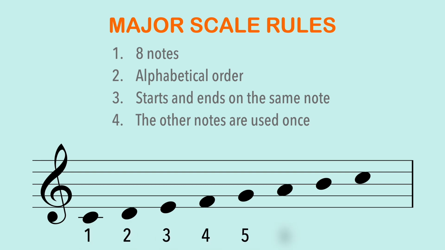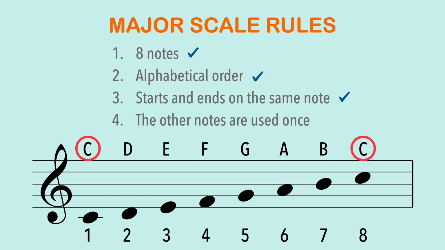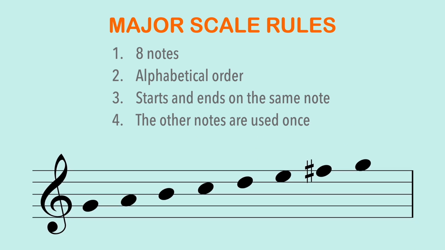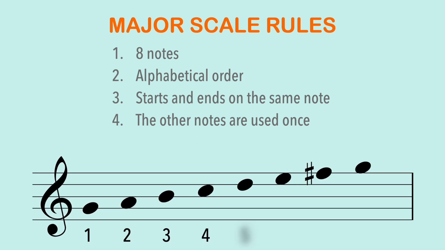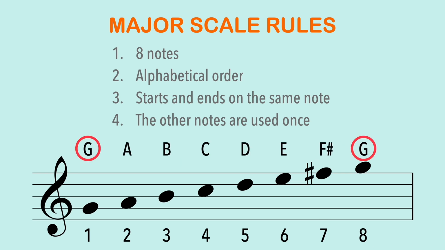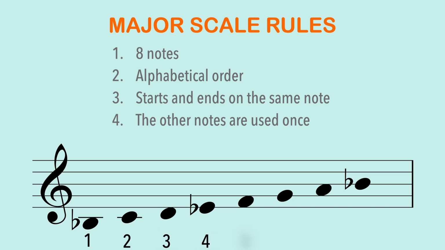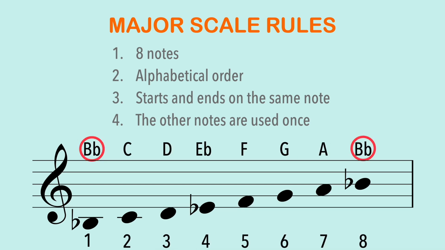The scale has 8 notes. The order of notes follows the alphabetical order. It starts and ends on the same note. All other notes are only used once. Let's look at G major. It also has 8 notes. It follows the alphabetical order. It starts and ends on the same note. All other notes are only used once. B flat major is the same: 8 notes, alphabetical order. It starts and ends on the same note. All other notes are only used once.